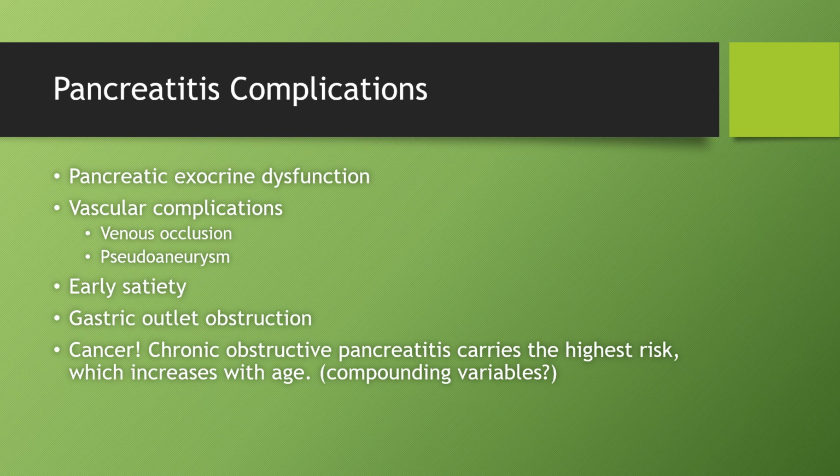Here are some of the complications of pancreatitis. Pancreatic exocrine dysfunction is common. We'll talk a little bit about that. Vascular complications include venous occlusion and pseudoaneurysm. Early satiety is usually due to a large pseudocyst. Gastric outlet obstruction is not common, but it can happen. And cancer. People with chronic obstructive pancreatitis carry the highest risk, which also increases with age.